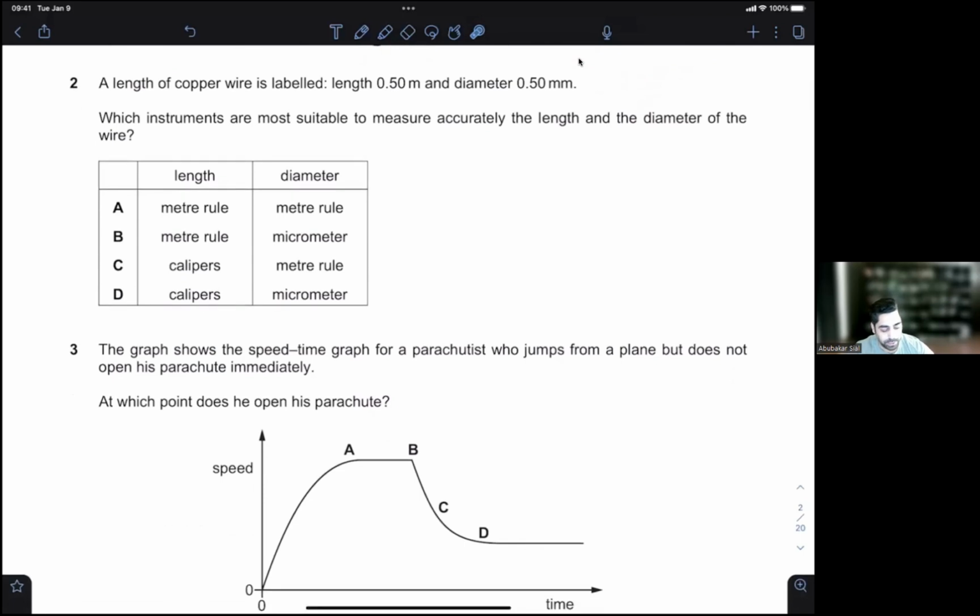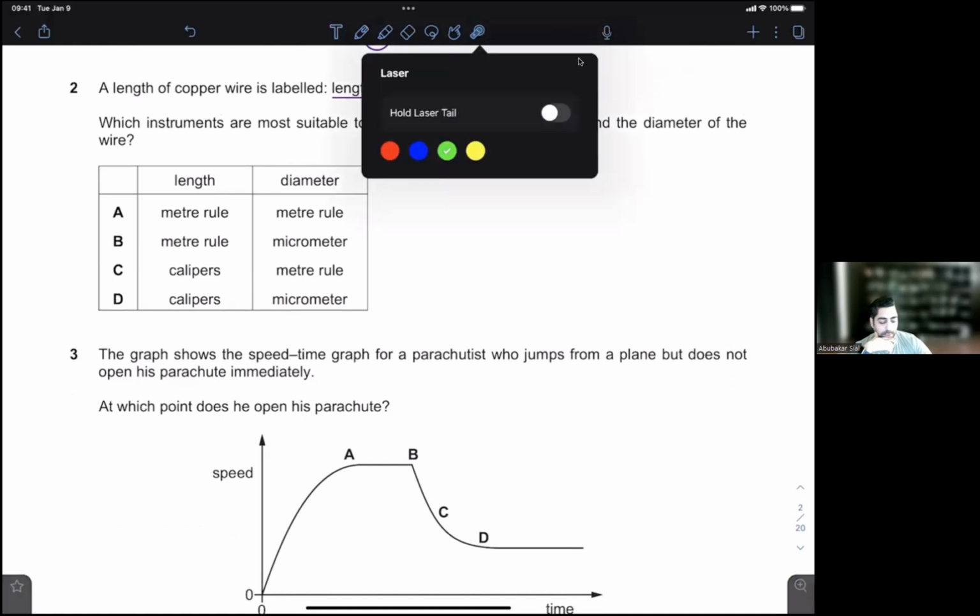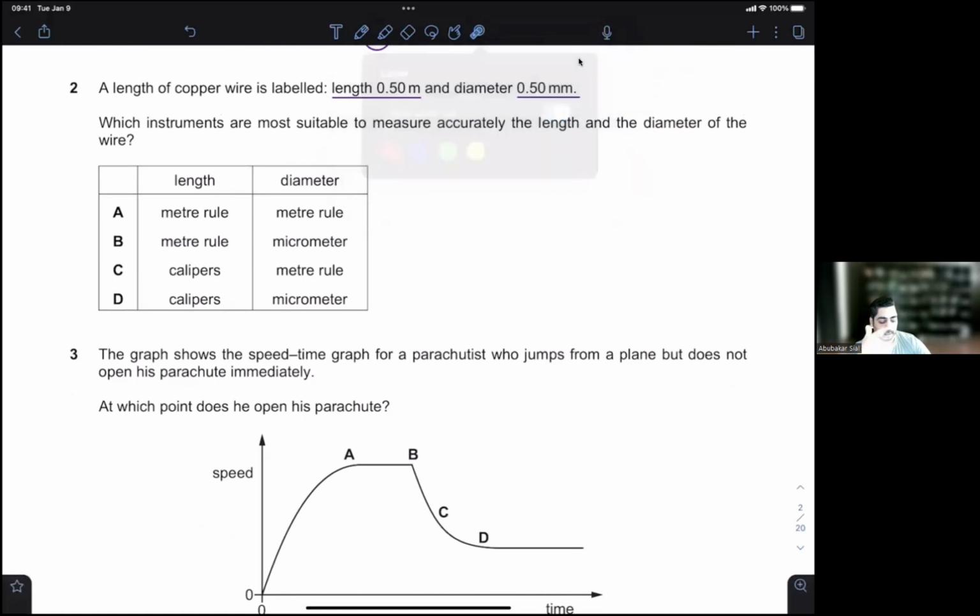Number 2, we just have 2 measurements, a length of 0.5 meters and a diameter of 0.5 millimeters, and they're simply asking what instruments we can use to do the measurements. Now, one thing that I would very strongly recommend is that most students do not make good use of the paper, which basically means that they're trying to do a lot of the working in their head. The fact that you have a paper in front of you and you can do rough working, you need to use that to your advantage.